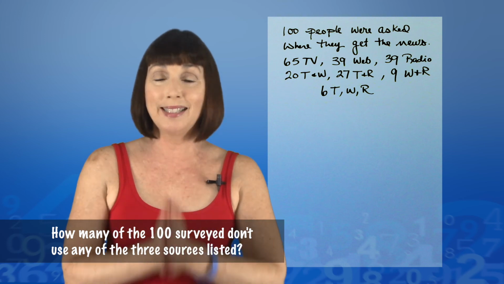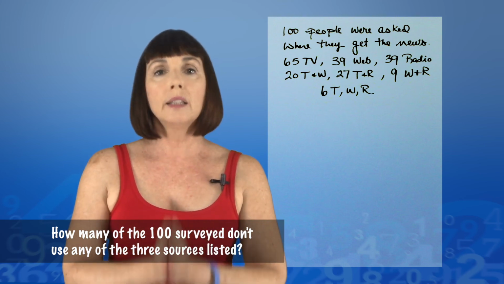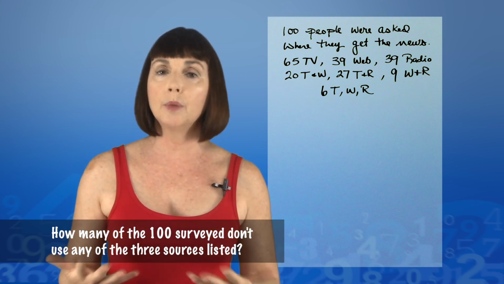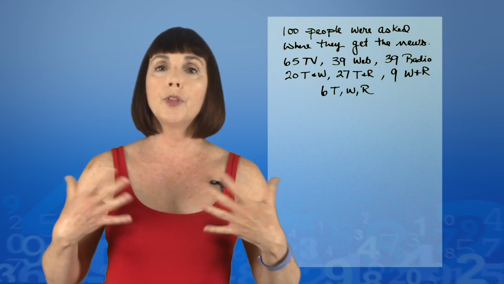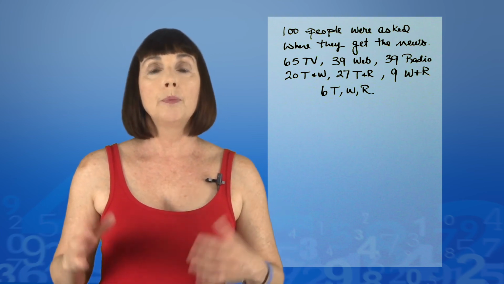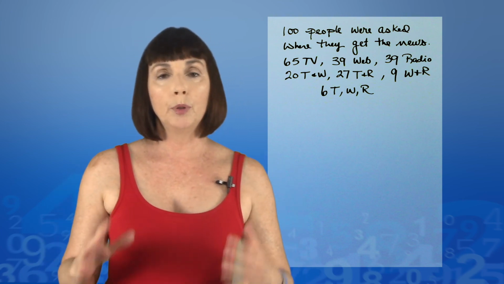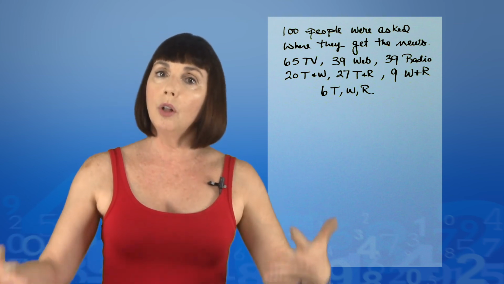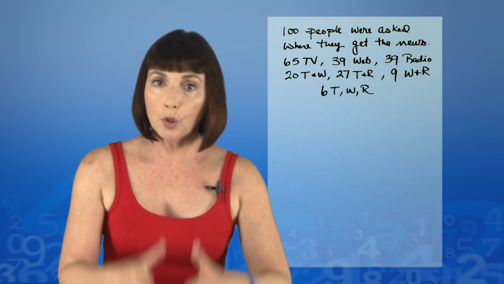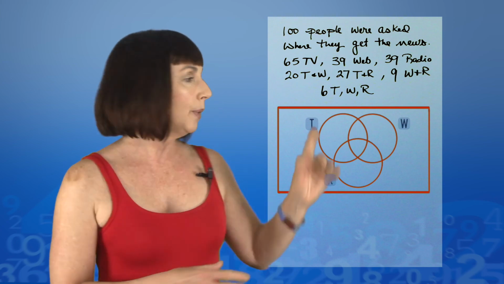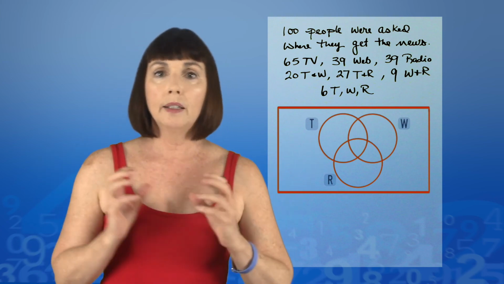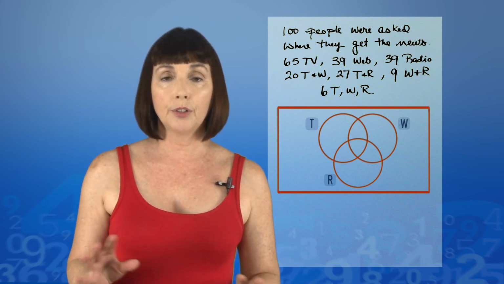Okay, before we attempt to answer that question, let's diagram the information we're given in this problem so we can really see what's going on. All right, so we have 3 sets. We have people who use TV, people who read news websites, people who listen to the radio. And those sets all intersect each other. So we're going to draw a Venn diagram that represents that. Okay, so here we have our Venn diagram and we have our 3 sets: the TV, website, and radio. And you'll notice they all intersect.